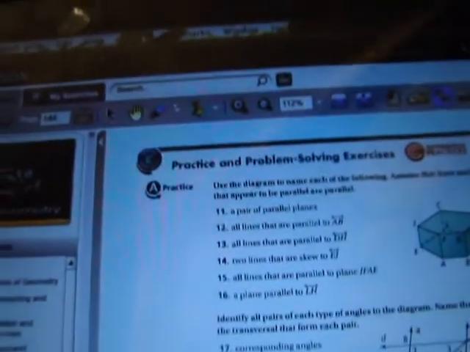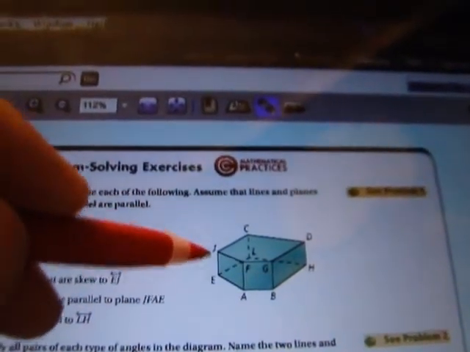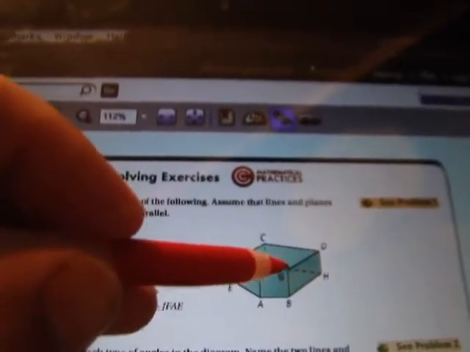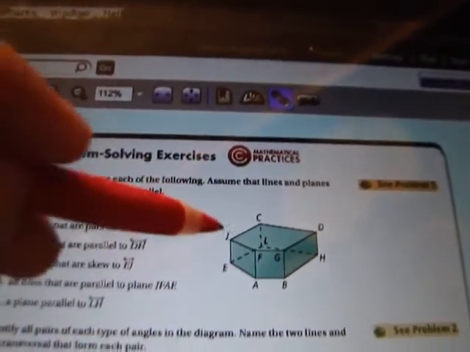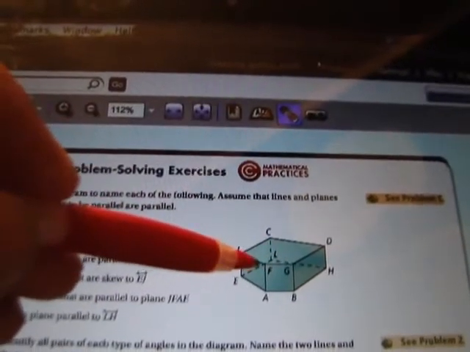Alright. 14. Two lines that are skew to EJ. Here's EJ. Skew means in a different plane going in a different direction. Well, I'd go with FG. That's clearly skew. And how about BH? Those both work really well. See, here's EJ. So FG will never cross it, and neither will BH. So I'm going to go with line FG and line BH.